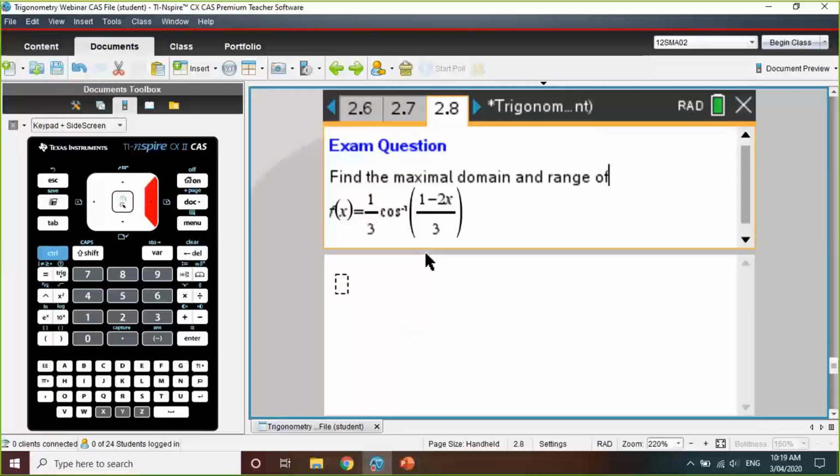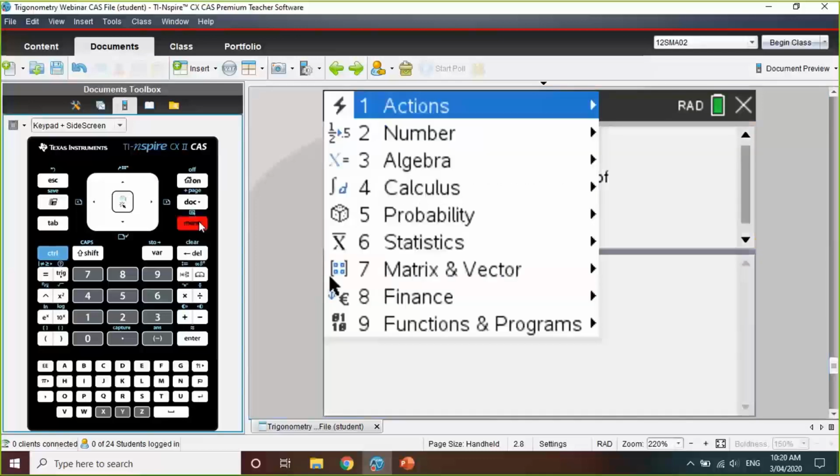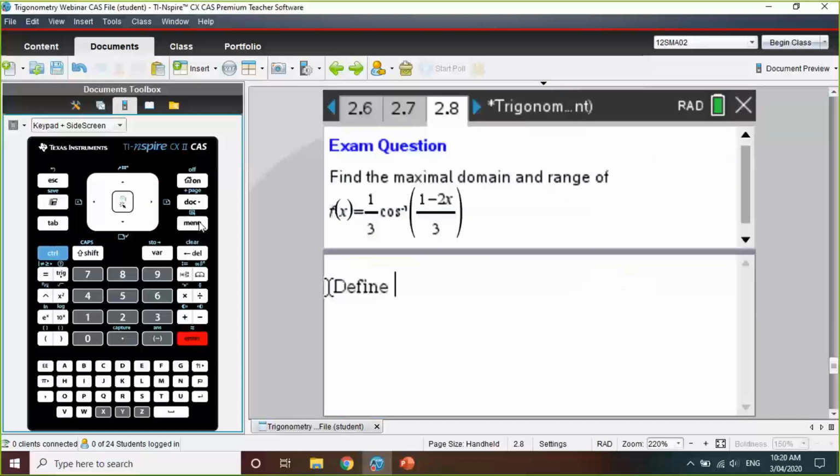All right, so exam question time. A classic exam question, often in exam 2, is that we might be given an inverse trig function and asked to find its domain, or one step further, its domain and range. If we just ask for the maximal domain, we can simply use the domain command. But if we ask for the domain and range, because we're doing two operations, it's worthwhile defining our function. You may be more comfortable using the define command: menu, actions, define.